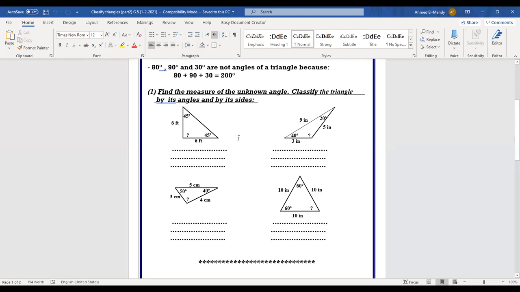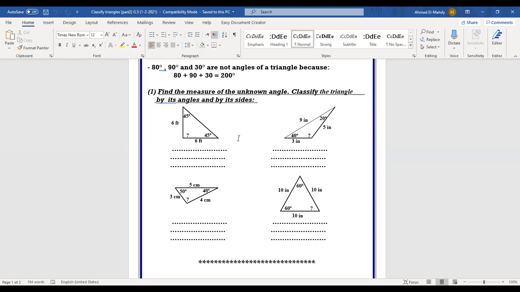Here we will find firstly the measure of the unknown angle, and then we write what the kind of this triangle is according to its angles and according to its sides. Let's remember what we said yesterday. We said kinds of triangle according to measure of its angles. We have 3 kinds. Right triangle.